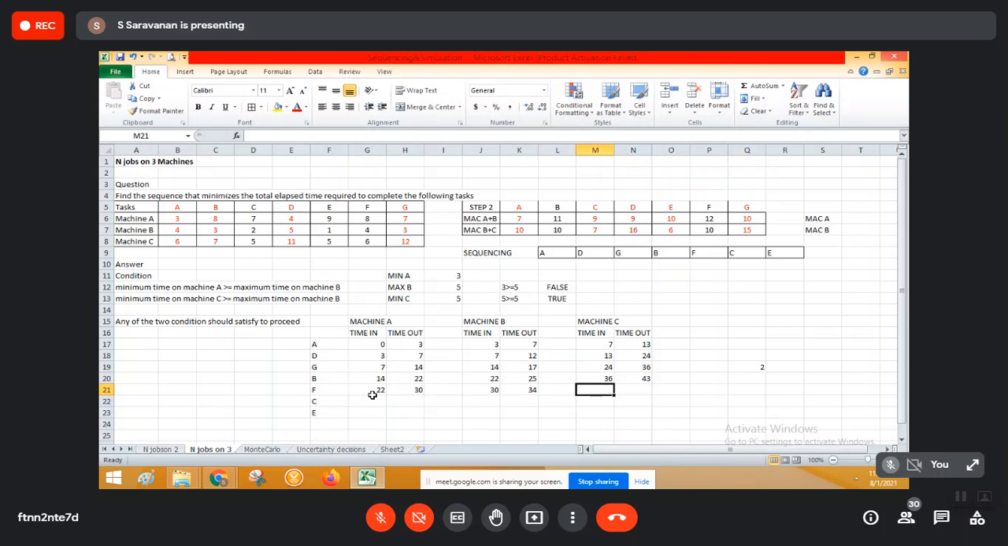30 and 34. So now machine B has completed at 34, but still it cannot take up that activity because machine C is still working. So it can take up the job only at 43. Okay, so 43 we have taken. So activity F, it is taking 6 minutes. So 49. Right. So F is completed.